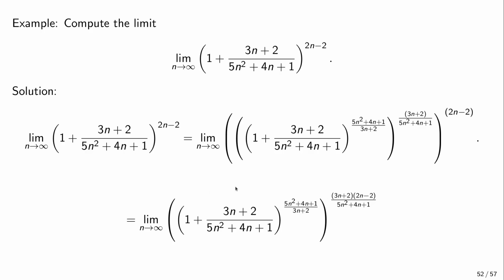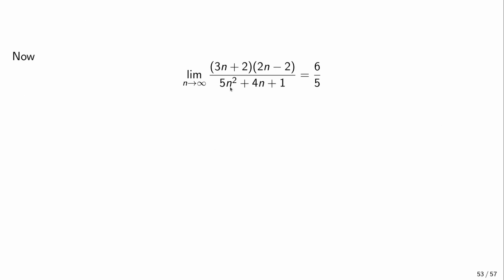So we have here a strictly positive convergent sequence which converges to e. And here we have a sequence that converges to 6 over 5. Therefore, by the main result from the previous lecture, which we quoted here, the limit of this combined sequence exists, and it equals the limit of this sequence to the power of the limit of this sequence. So now let's finalize this.